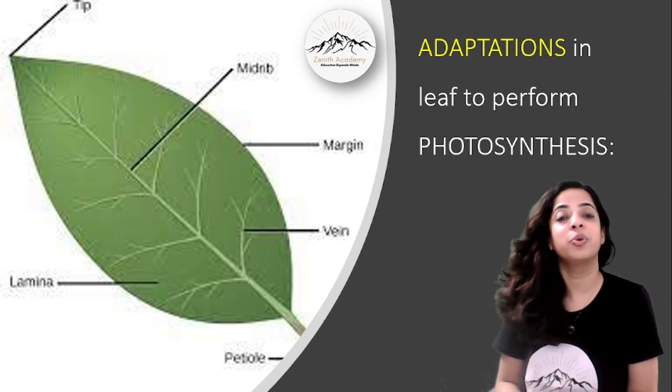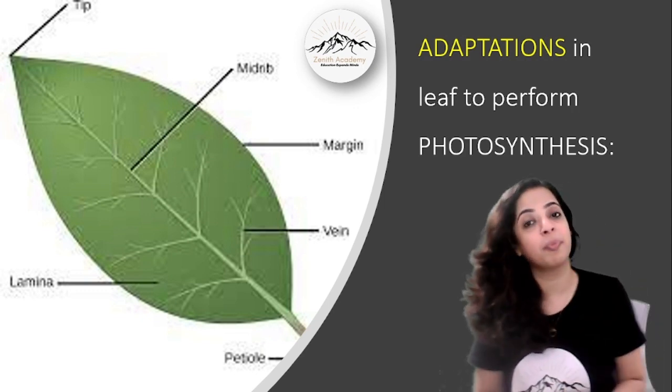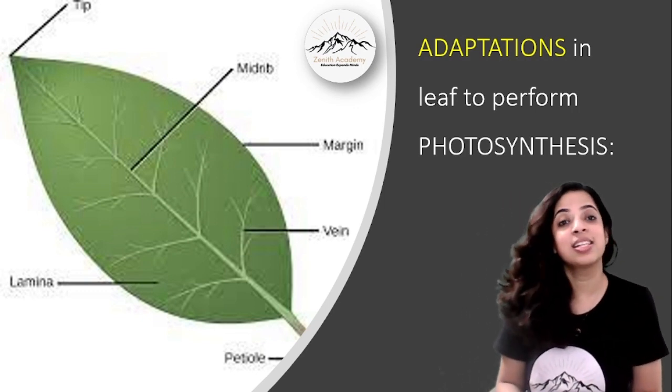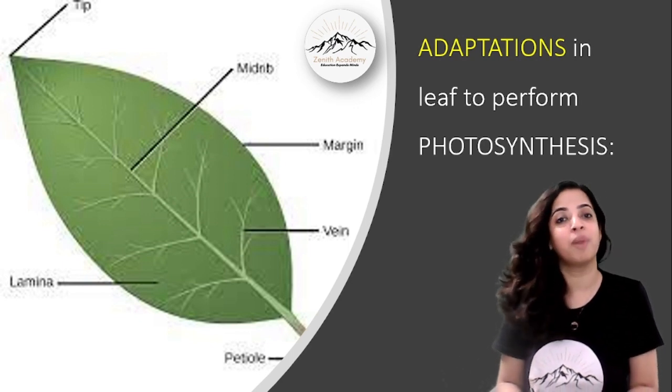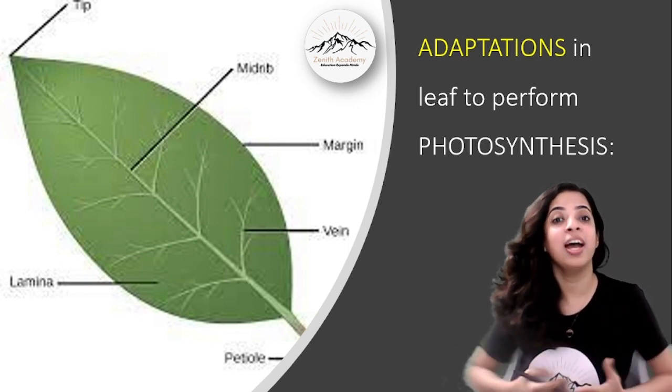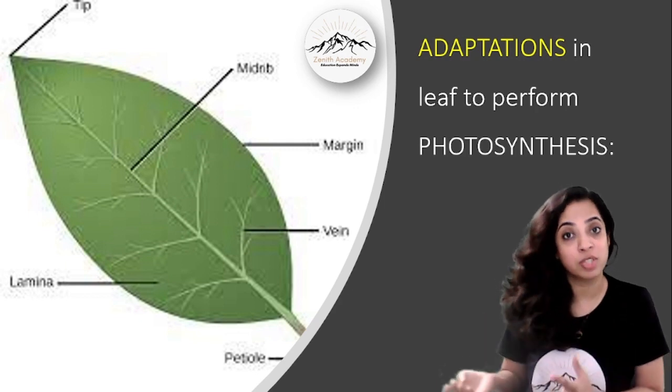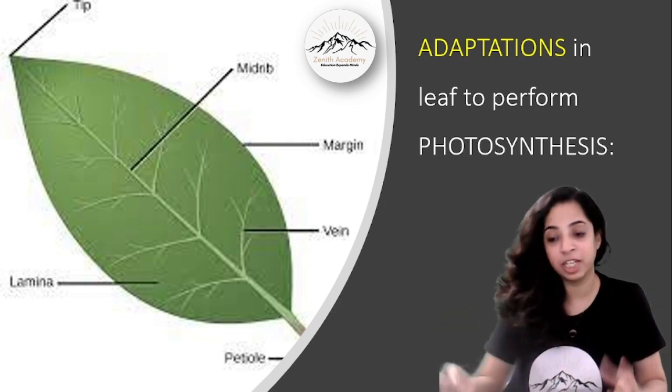Today we are going to do yet another concept in the chapter photosynthesis, and this concept is adaptations in the leaf to perform photosynthesis. Why are leaves adapted to perform photosynthesis and what are the adaptations?